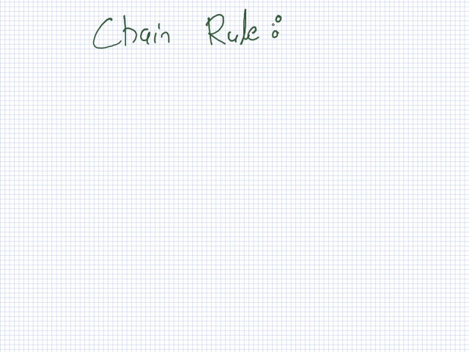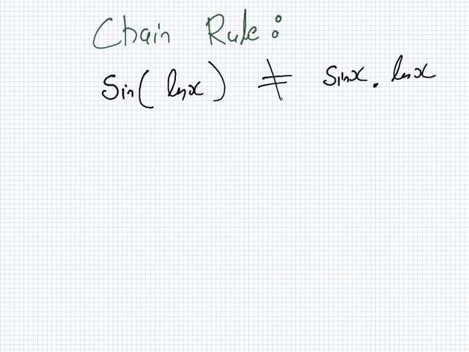Not quite like this. A chain rule is for problems where one function is inside of another function. For example, sine of log x. This is not a product, because a product would be this. Right? That's a product. And that is not a product. They're not the same. This is when we need the chain rule, when we have one function that's inside of another function. You understand?